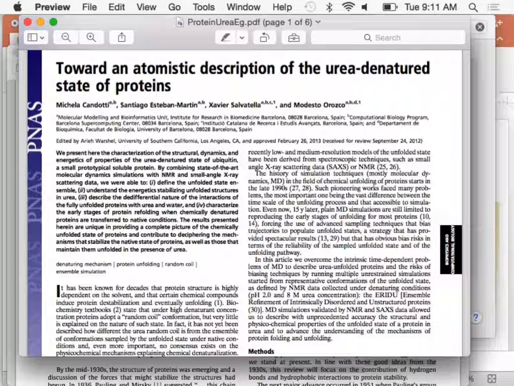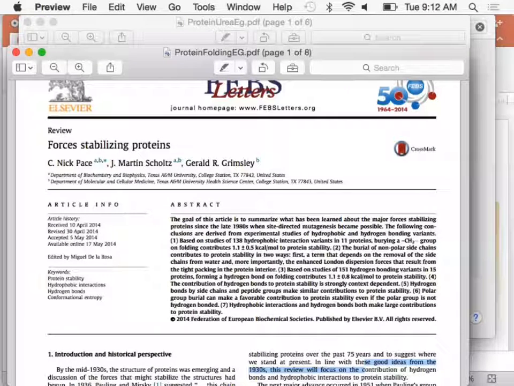The results presented herein are unique in providing a complete picture of the chemically unfolded state of proteins and contribute to deciphering blah, yada, yada, yada. That's exactly what the first thing says, except it now says, results did this. We did a good job. So it's trying to acknowledge the different parts of our paper and address that information. Kind of makes sense? What other sections are there?